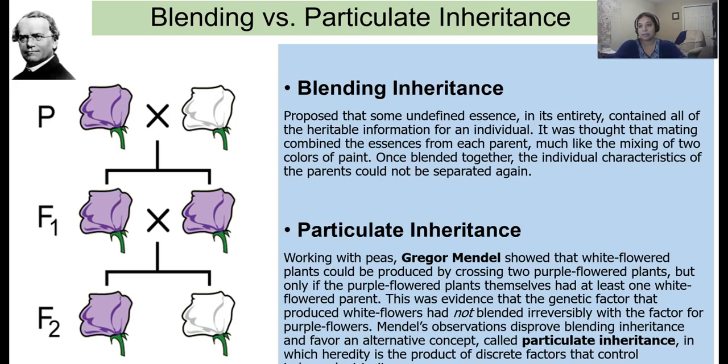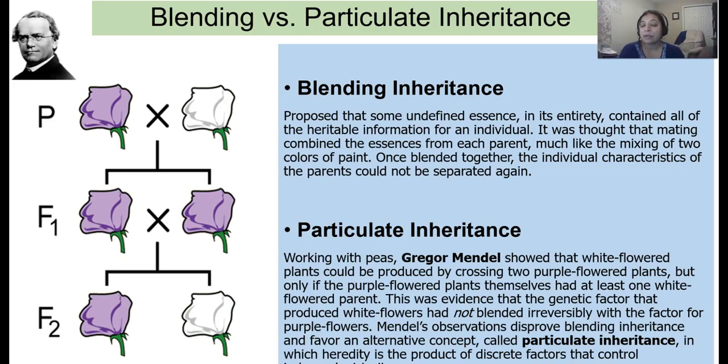In blending inheritance, it was basically thought that some kind of essence is mixed at the time of mating from each parent, and that mixing is a little bit like coloring with paint, mixing paints. So once the blend was formed, once that new blended essence was formed, it would have its own properties, and the individual characteristics of each one of your parents could never be separated again.